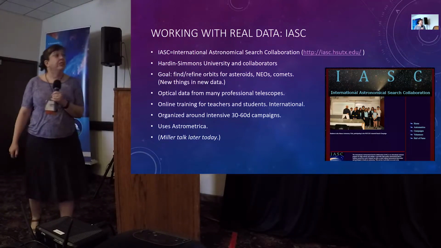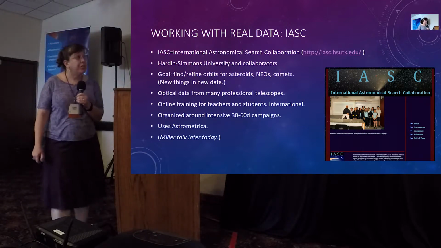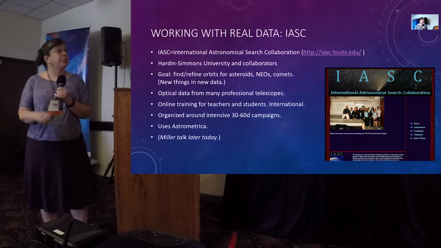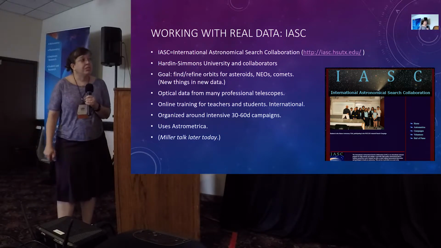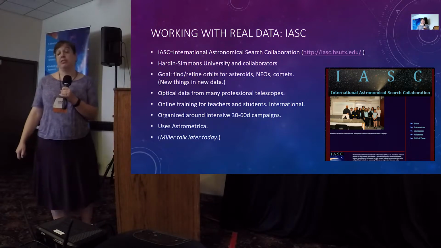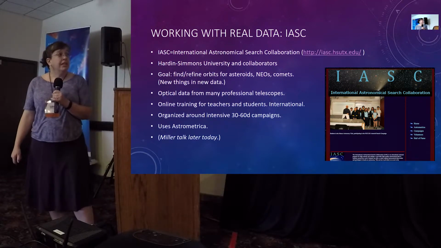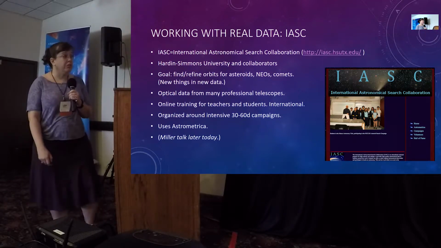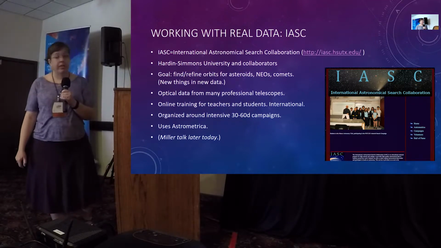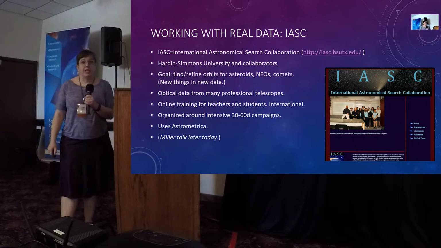So the project you're going to hear about later this morning is ISAC, which is the International Astronomical Search Collaboration. It's run out of Hardin-Simmons University and many different collaborator institutions. Their goal is to work with asteroids, near-Earth objects, and comets. They have optical data from many different professional telescopes. They have online training for teachers and students, and it is an international project. They have people all over the world. And their work is organized around months of campaigns, either 1 or 2 months of intensive data acquisition. And the software they use is Astrometrica.